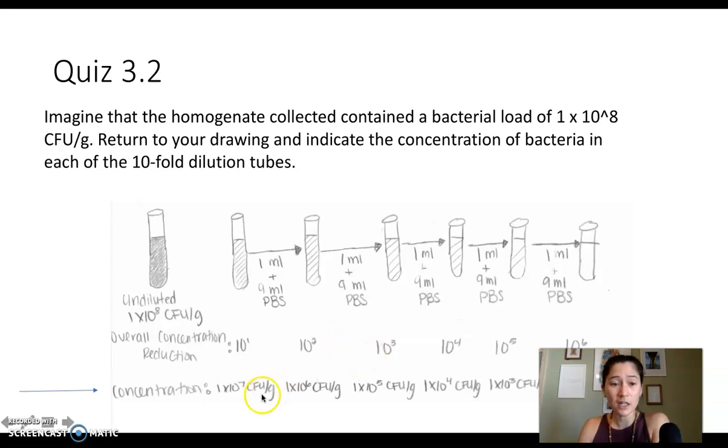And then again, if we walk through each of these dilution tubes, the 10 to the 2nd dilution tube is going to be a factor of 10 smaller than the previous one. So this one contains 1 times 10 to the 6th CFU per gram, and so on and so forth, until eventually, again, apologies for my giant head being in the way, this last one here, this 10 to the 6th dilution, will be 1 times 10 to the 2nd CFU per gram. So each one of these tubes, you're getting smaller in your concentration by a factor of 10.